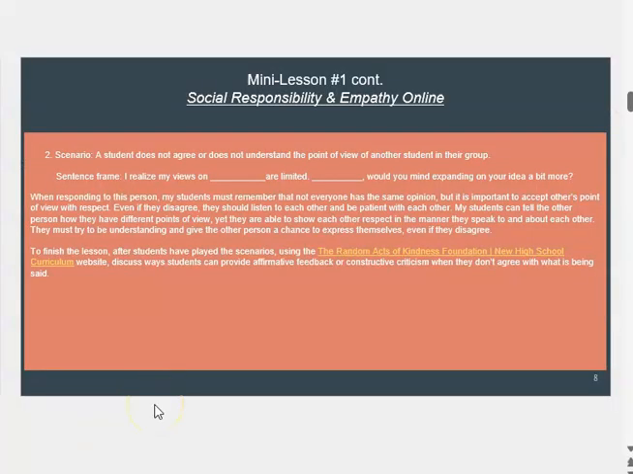To finish the lesson, after students had completed the scenarios, they used the Random Acts of Kindness Foundation, a curriculum website. And then they discussed ways that they can provide affirmative feedback or constructive criticism when they do not agree with what is being said or being said about them.